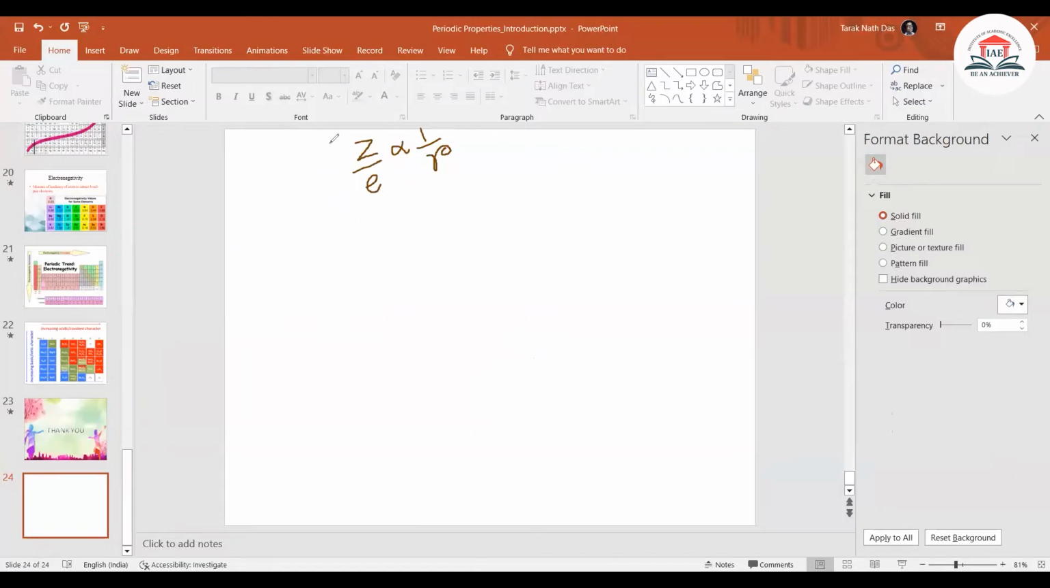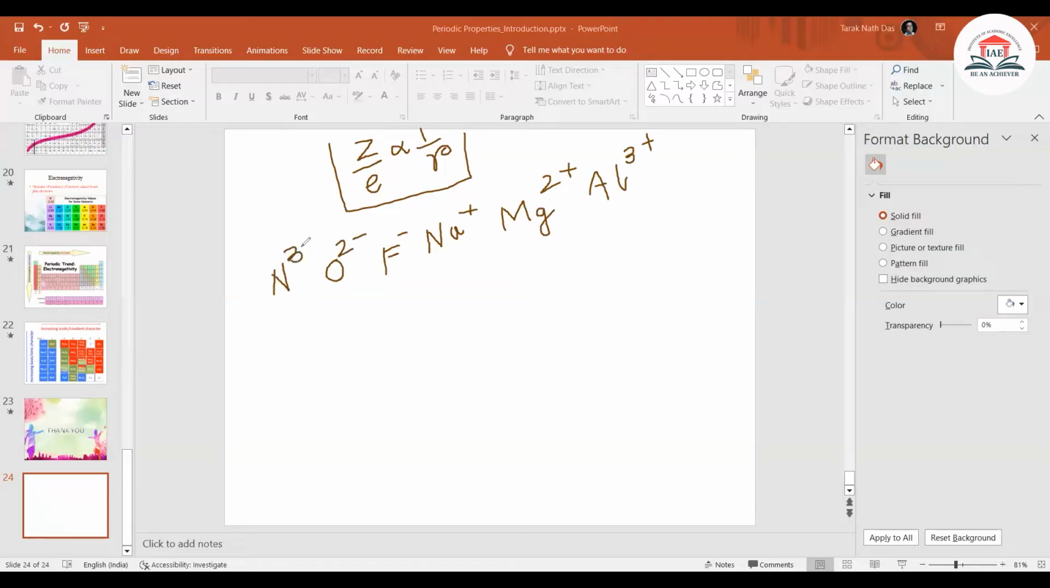Okay, so this is the formula that you need to use to find out the trend in the sizes. Let's say you are given Na plus, Mg2 plus, Al3 plus, and F minus, O2 minus, N3 minus. All of them are isoelectronic species because you can see that all of them have got 10 electrons. So now let's calculate Z by E for each one of them.